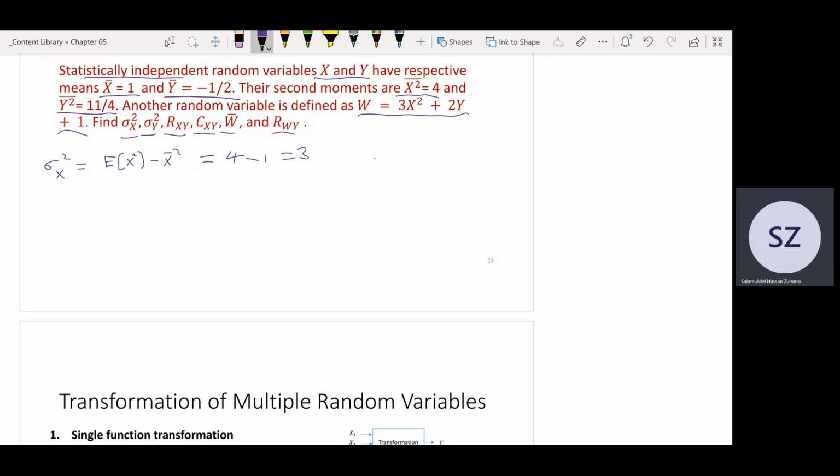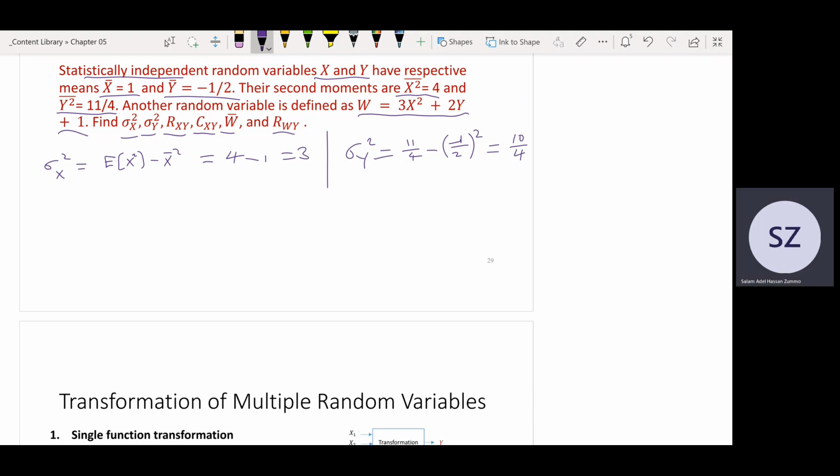Right, what about the variance of y? Come on guys, who got the variance of y? It is 11/4 minus what? Minus one half squared, right? So 11/4 minus 1/4, which is 10/4. Okay. Now we know two variances.